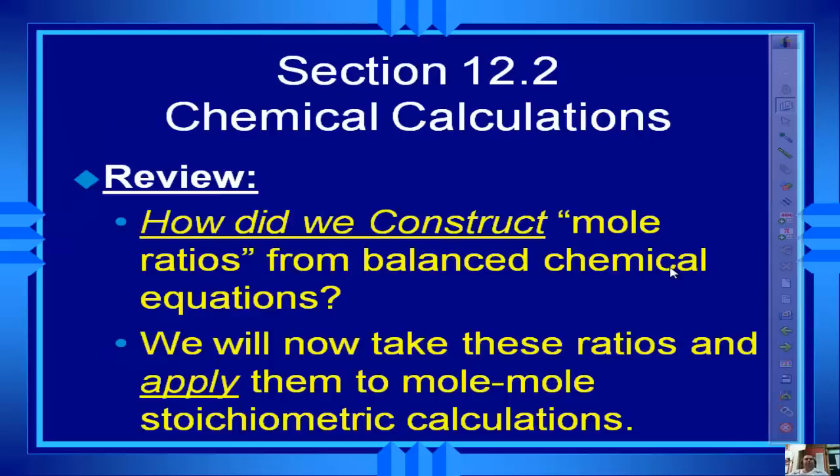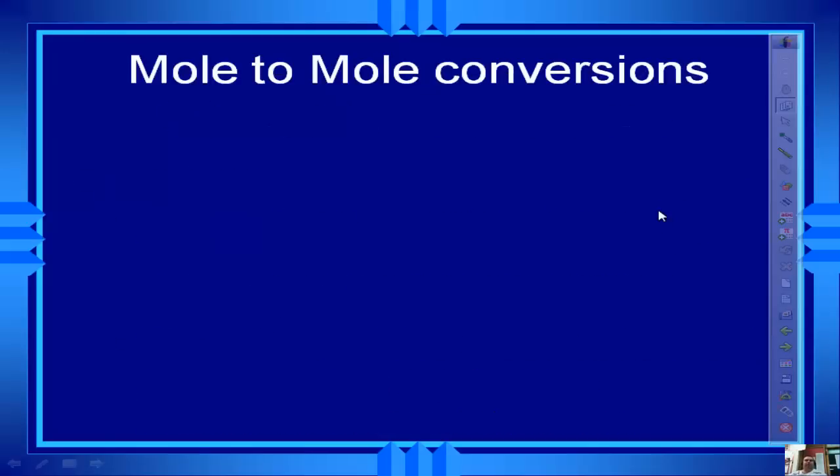Again, a little bit of review. Remember, how did we construct mol-to-mol ratios from balanced chemical equations? If you remember that, we said we set each and everything equal to one another using those ratios from that balanced chemical equation. What we're now going to do is take these ratios and apply them to our first type of stoichiometry, and it's a mol-to-mol stoichiometry calculation.